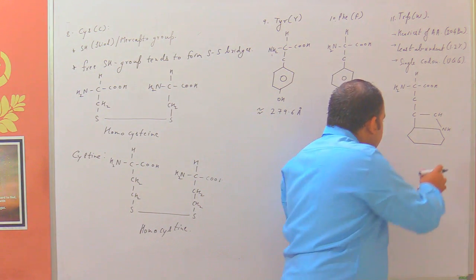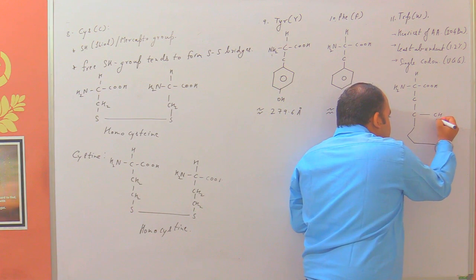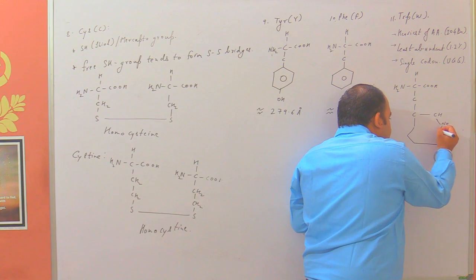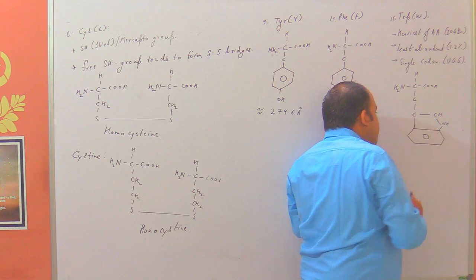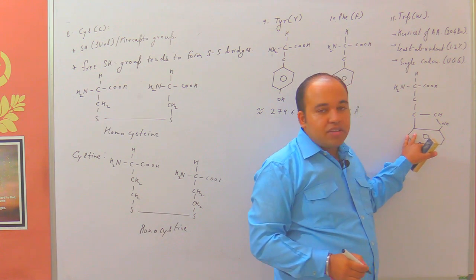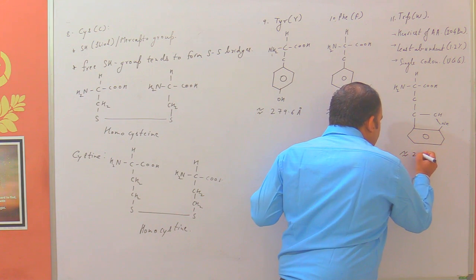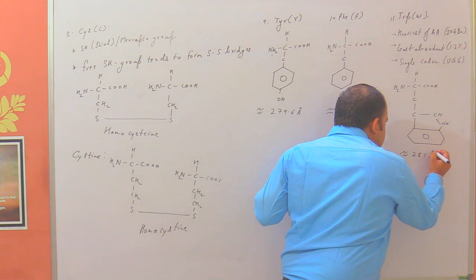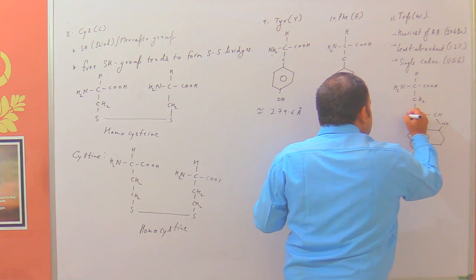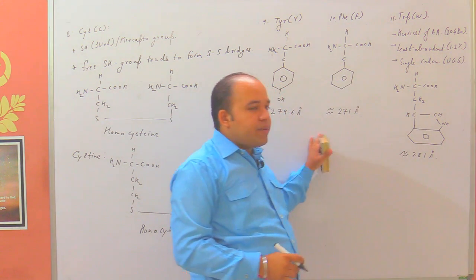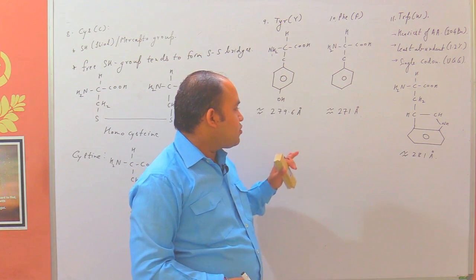Here is the NH group, and there is the ring-shaped structure. Because of the presence of this ring, tryptophan also absorbs UV radiation, at around 281 angstrom. The values may vary from one author to another, as they are highly controversial and can vary from book to book.